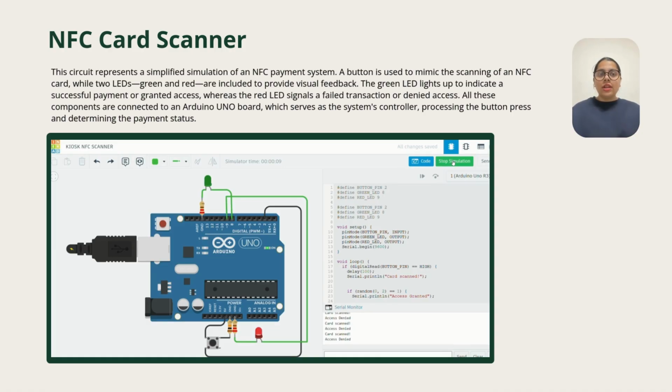Two LEDs. The green LED indicates successful actions like access granted and payment successful. The red LED indicates failures like access denied and payment failure. Then resistors. Resistors protect the LEDs from damage by limiting current flow. Then comes the wiring. The button is connected to digital pin 2 and the green and red LEDs to pins 8 and 9 respectively. The circuit is powered via the Arduino board.